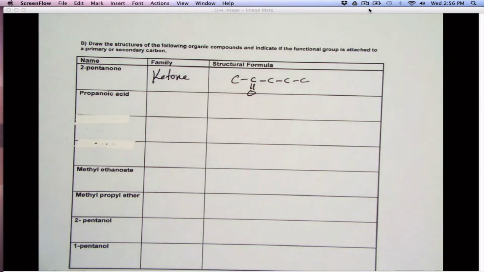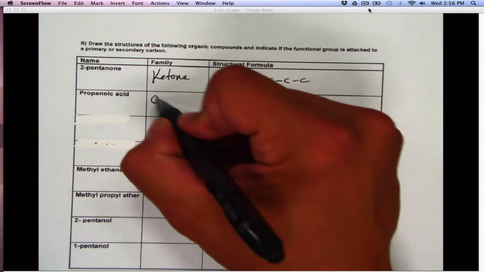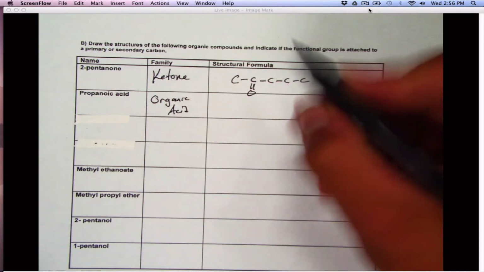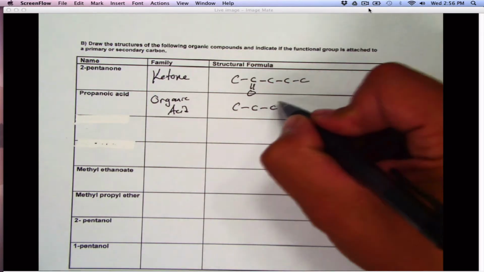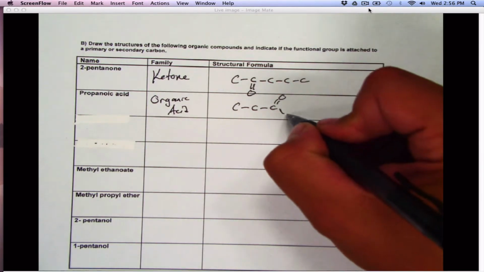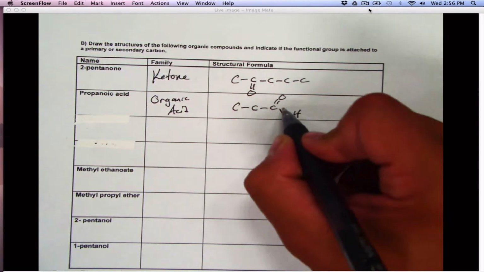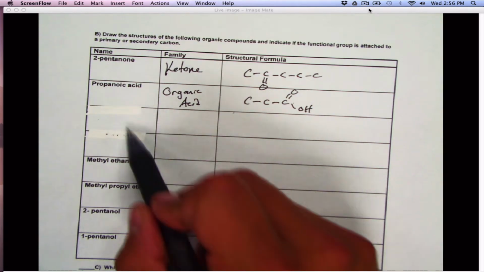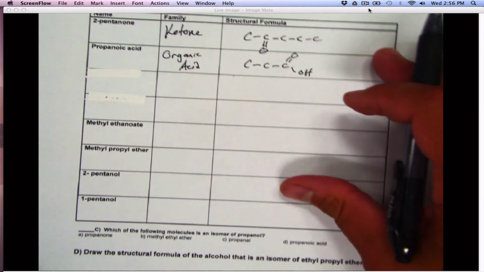Second one, propanoic acid. Oic acid is an organic acid. Okay, prop means 3, and then I have either end, doesn't matter what end, it could be this end or it could be that end, either one. All right, these are those nitrogen ones which we're not going to talk about, that's why we block them out.